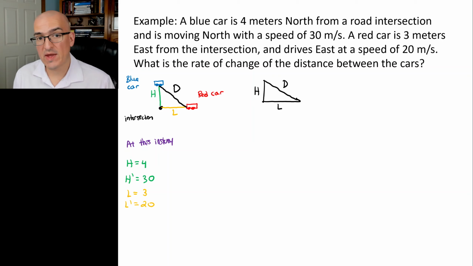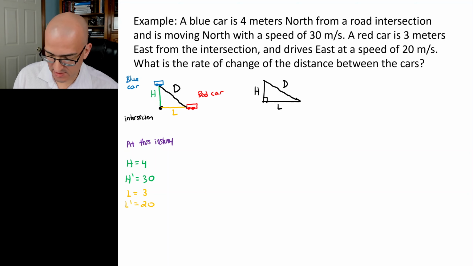HLD, and we have to make one modeling assumption inside. Actually, a few modeling assumptions. We've got to assume the ground's flat, so there's no hills. We've got to assume that the intersection meets at 90 degrees and the roads are straight. With those assumptions, we can say this is a 90-degree angle.